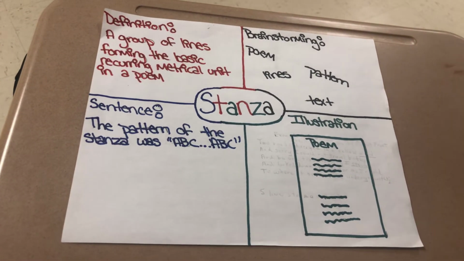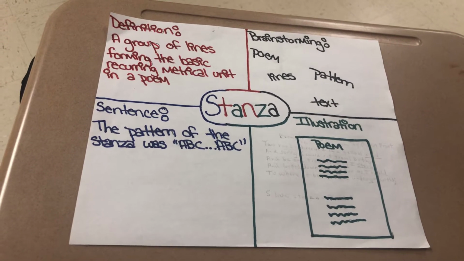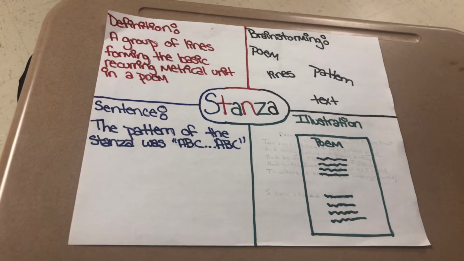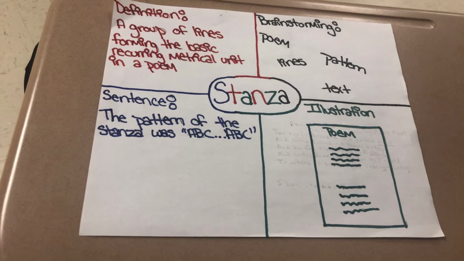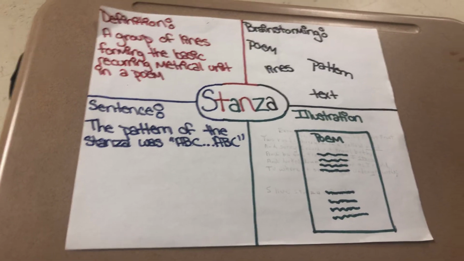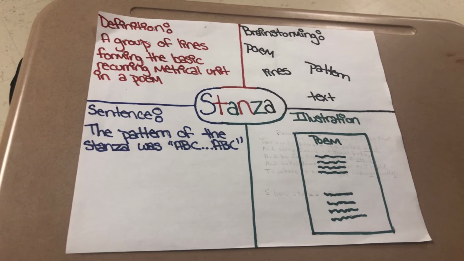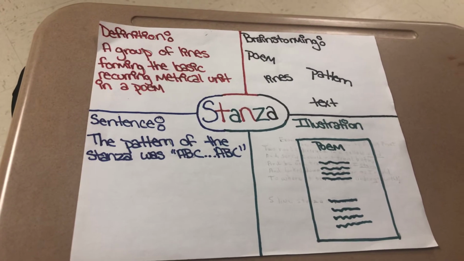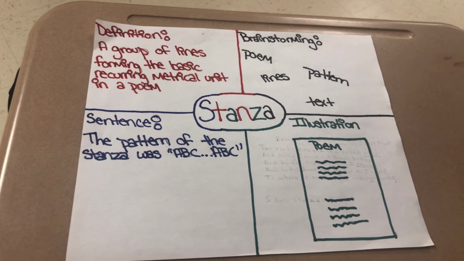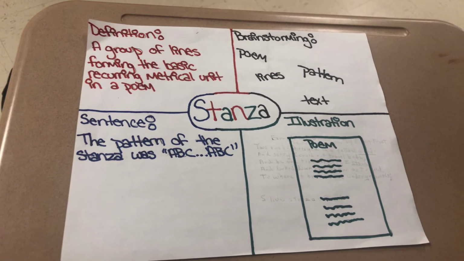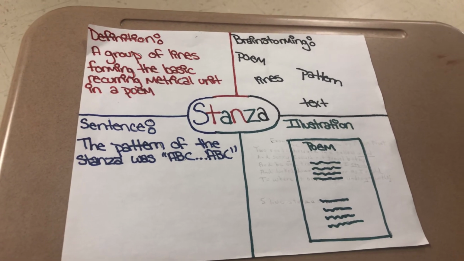The next word we have is stanza. The definition is a group of lines forming a basic, recurring, metrical unit in a poem. The sentence we have is, the pattern of the stanza was ABC, ABC. The words we came up with are poems, lines, pattern, text. The illustration we have is a poem with the same amount of lines. The end.